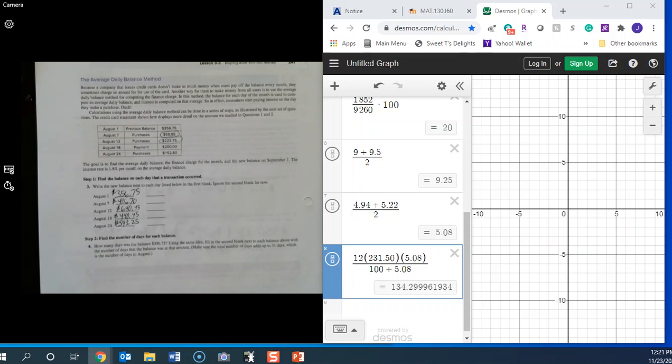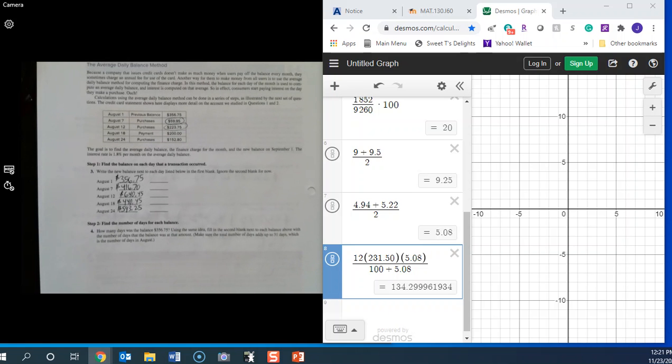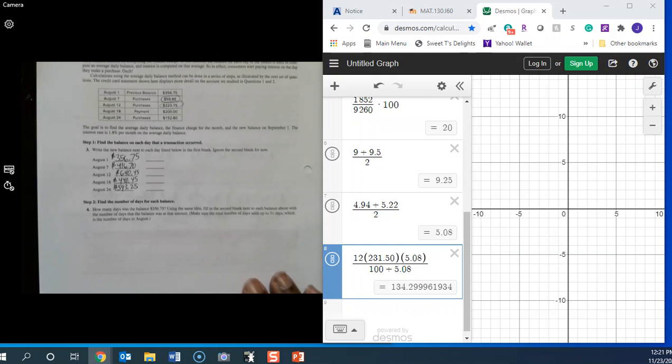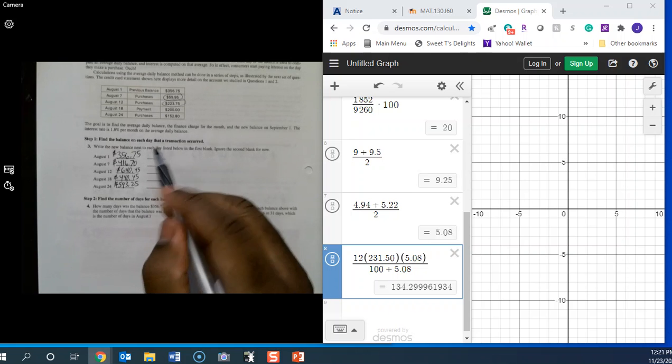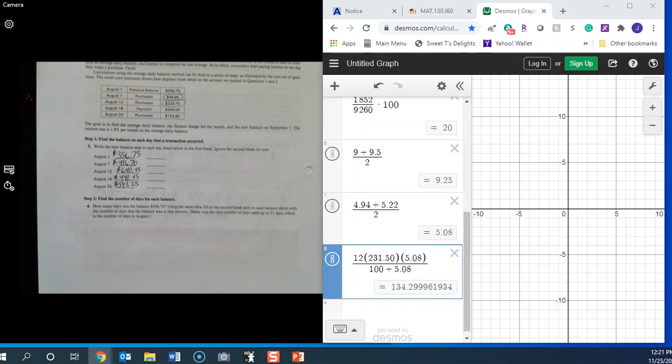Okay, now for step 2, it says find the number of days for each balance. How many days was the balance $356.75? Using the same idea, fill in the second blank next to each balance above with the number of days that the balance was at that amount. Make sure the total number of days adds up to 31 days, which is the number of days in August. Okay, so they want us to go up here and fill out this second portion.